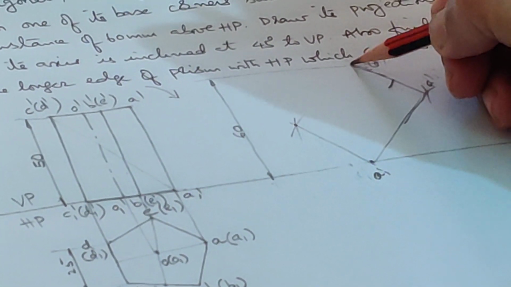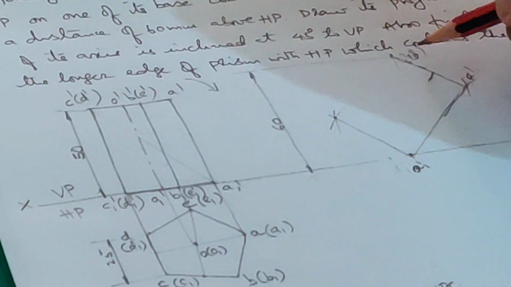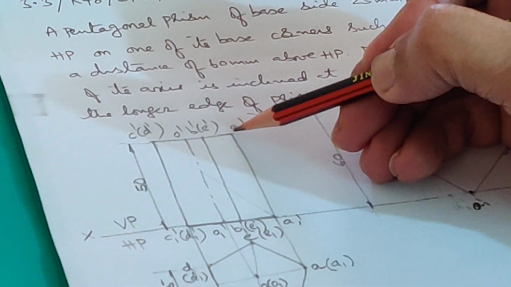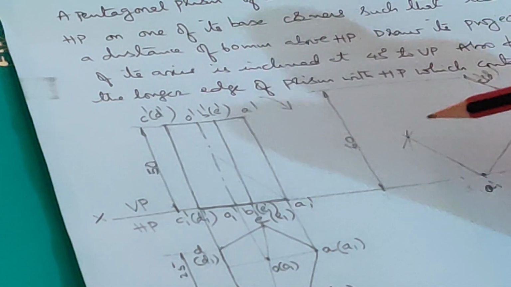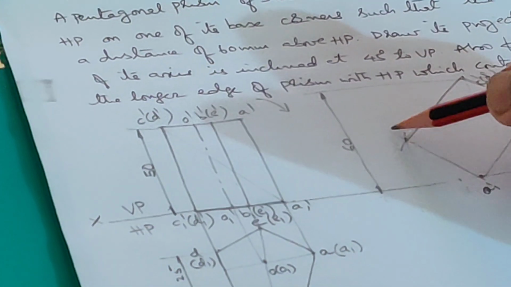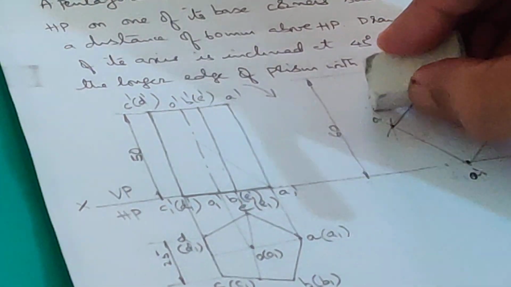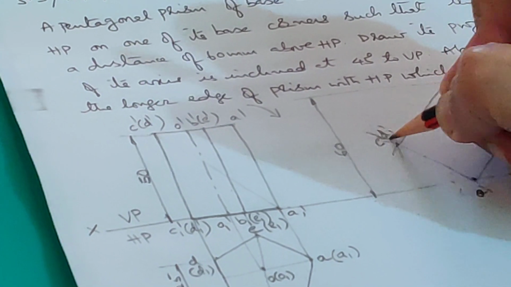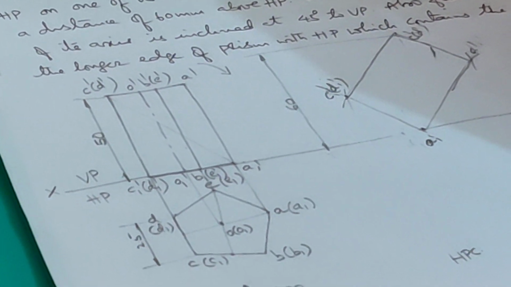Then from C dash D dash, you are going to take this length as radius and cut this arc. This is C1 dash D1 dash. Let me repeat once again.